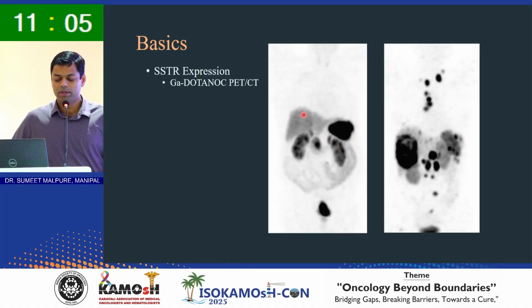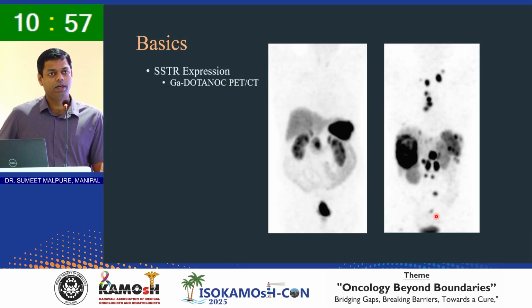First, for neuroendocrine tumors, what do we do? We check for somatostatin expression, whether the tumor present in the body is expressing SSTR or not. How do we do that? We do gallium dotanoc PET CT. This is one imaging in which we will get spatial information whether the primary tumor is expressing SSTR or all the distant metastatic sites are also. So this is the first thing we check before going ahead with PRRT.